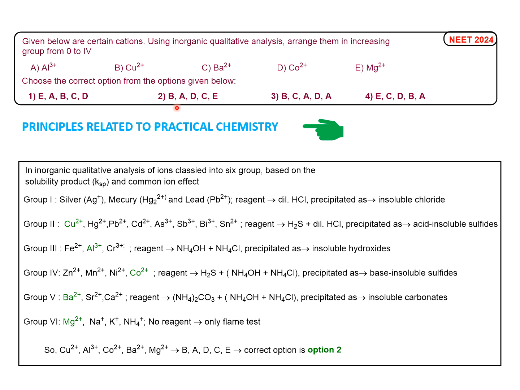Then cobalt 2 plus, barium 2 plus, magnesium 2 plus. So the order is B, A, D, C, E. So option 2 is the right option here. Thank you guys.